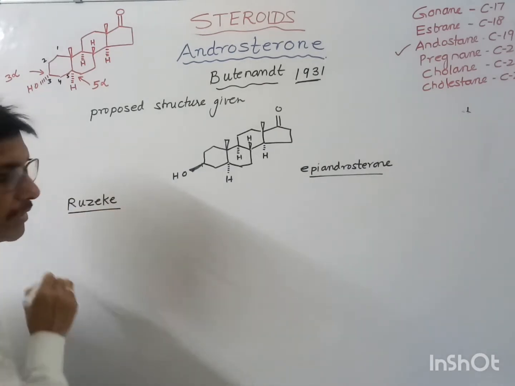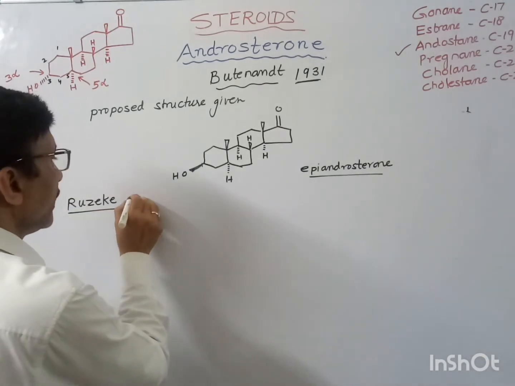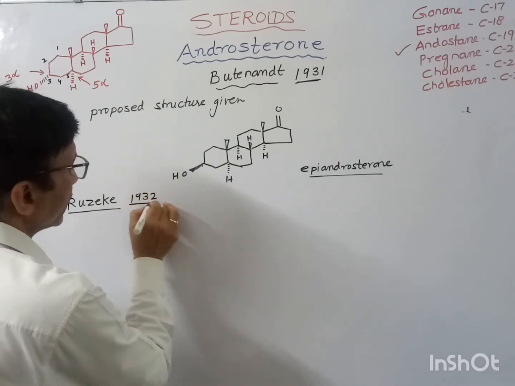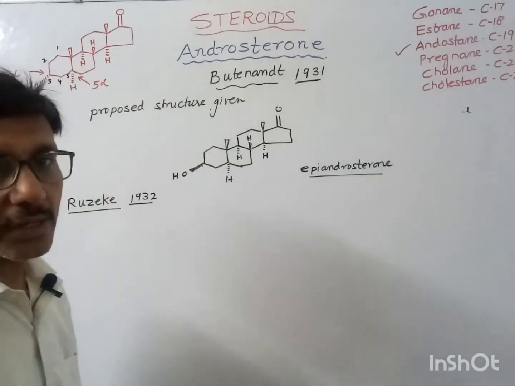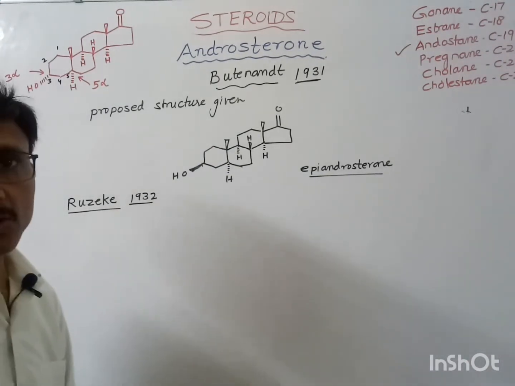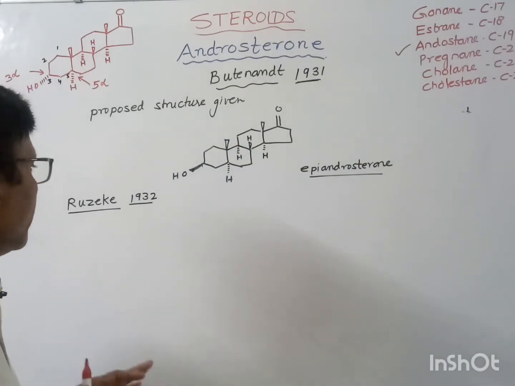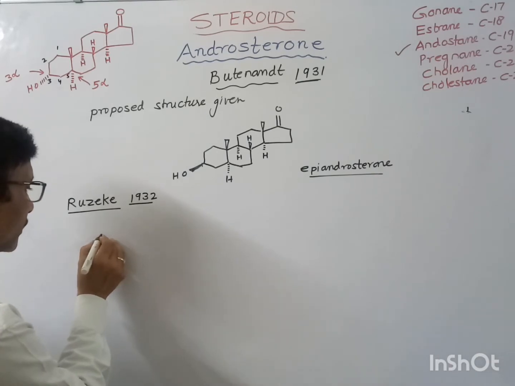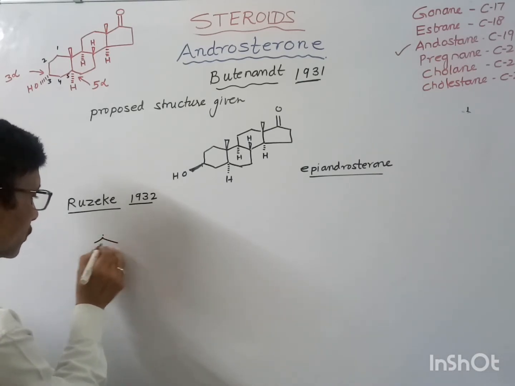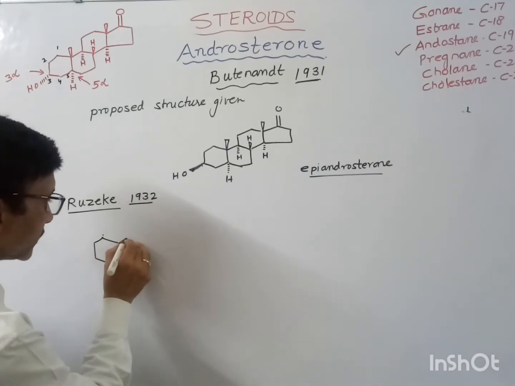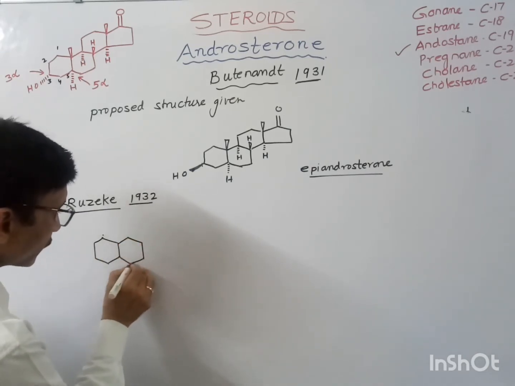So Ruzicka gave the correct structure of this androsterone in 1932. For this, first of all, he took a cholesterol derivative. What he did first was take cholesterol acetate.